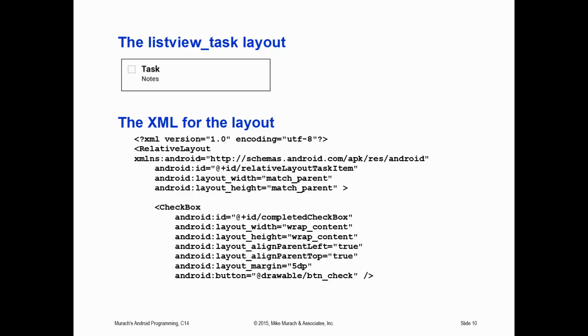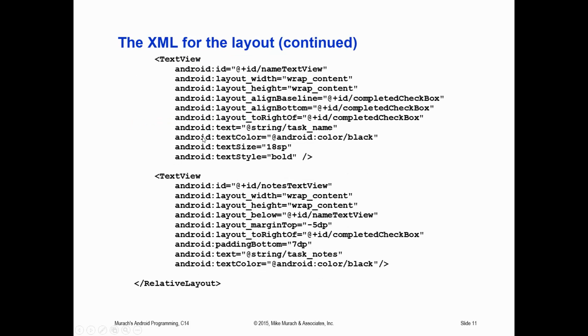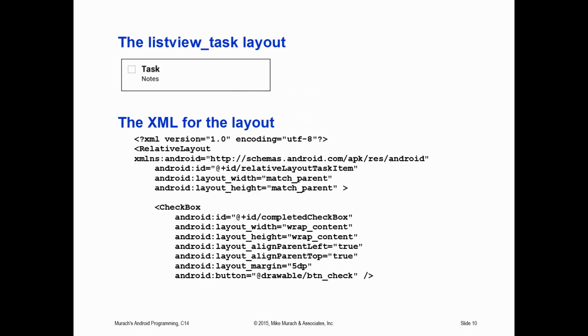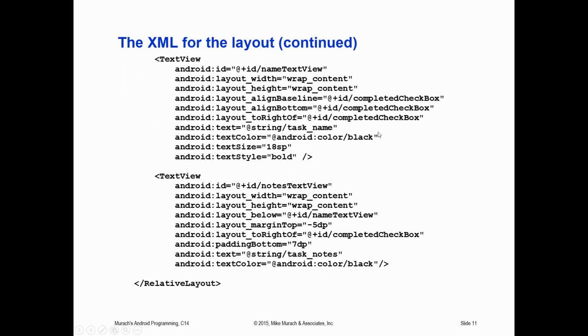You'll notice that this layout displays a checkbox widget here that indicates whether or not the task has been completed. It also has a text view widget here for the name of the task and another one for any associated notes. For the checkbox widget, the button attribute that's in there specifies a custom layout for the button. For the text view widgets, the text color attribute specifies black for the color of the text, which isn't really necessary because that's the default value anyway.